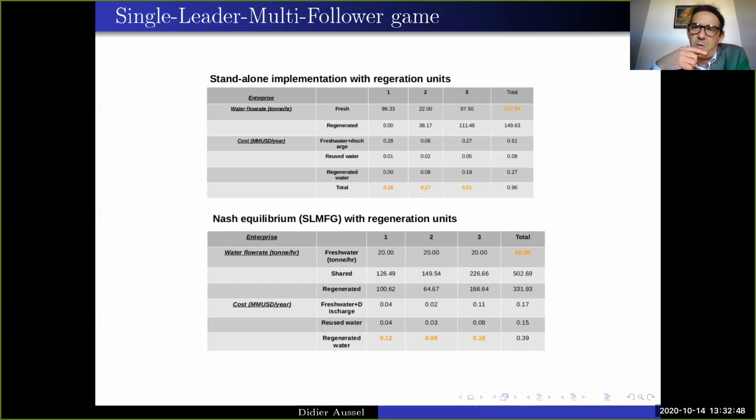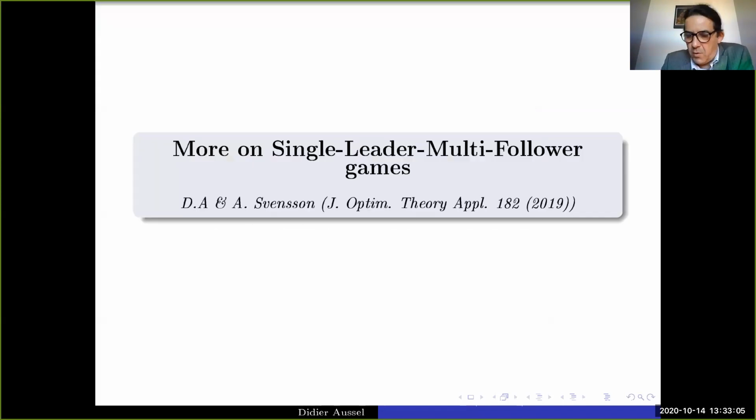I will go back at the end of this series of slides to another approach that we implemented with David Sala and Cao Van Kien, which is rebounding on this work and doing another computation scheme. Okay, now let me give some things. You can find those results in this paper of JOTA, published last year with Anton Svensson. It is about single leader multi-follower games, so I will say some words about that.